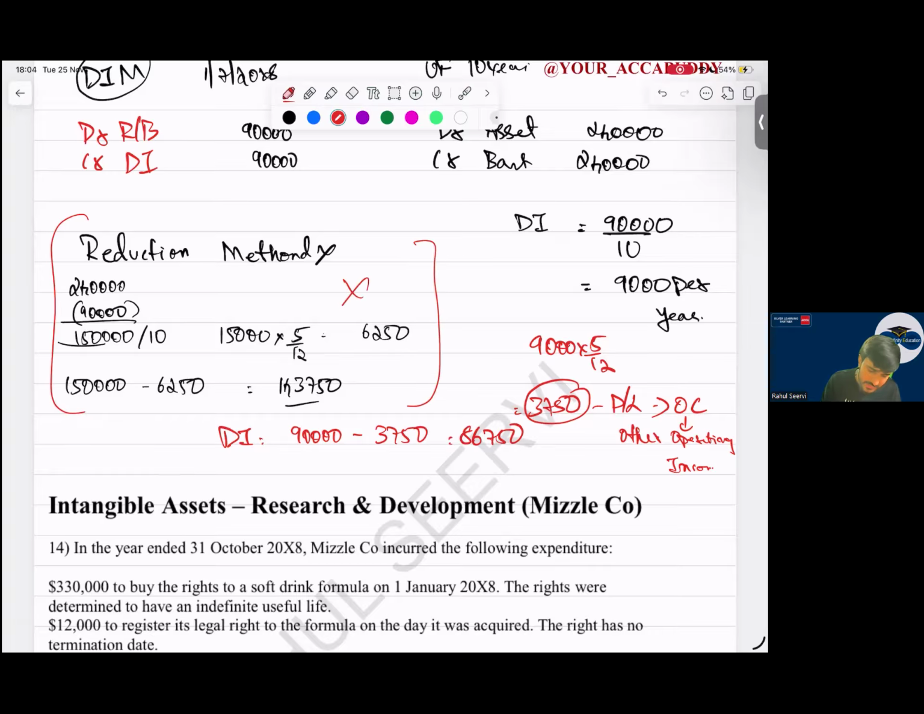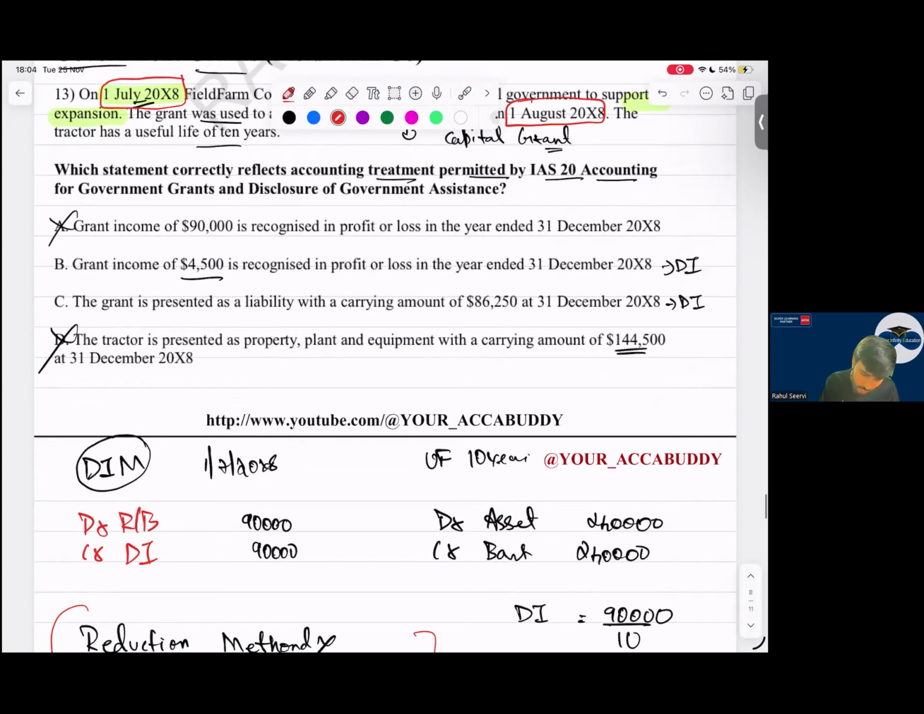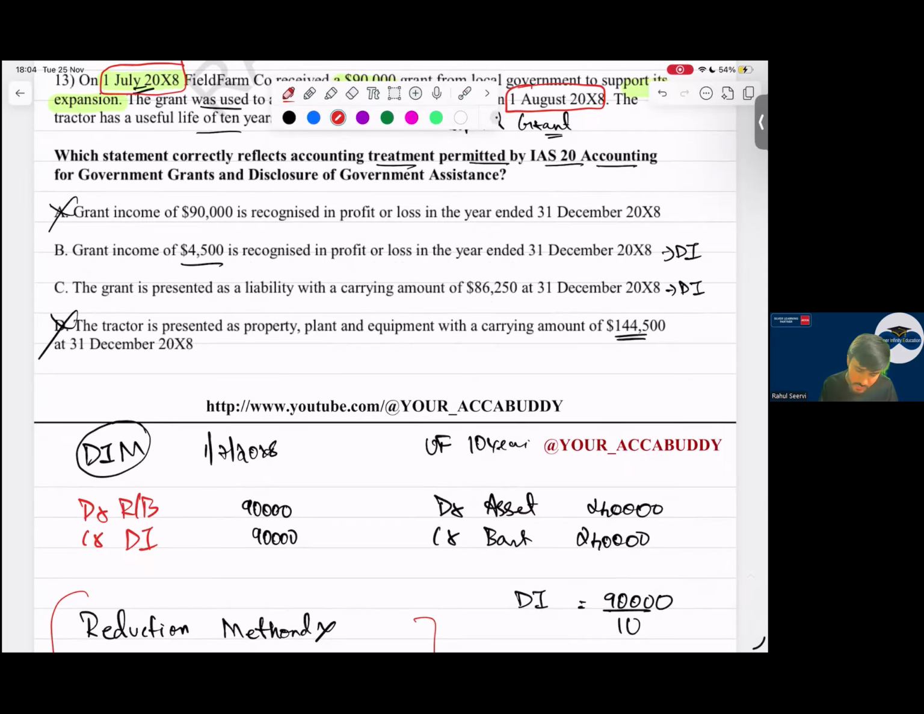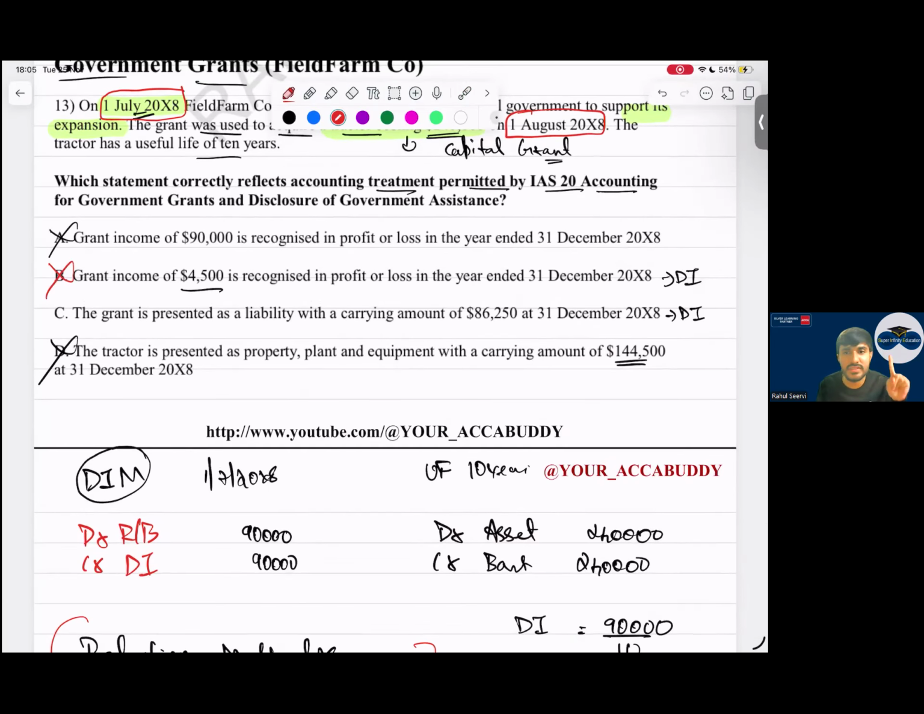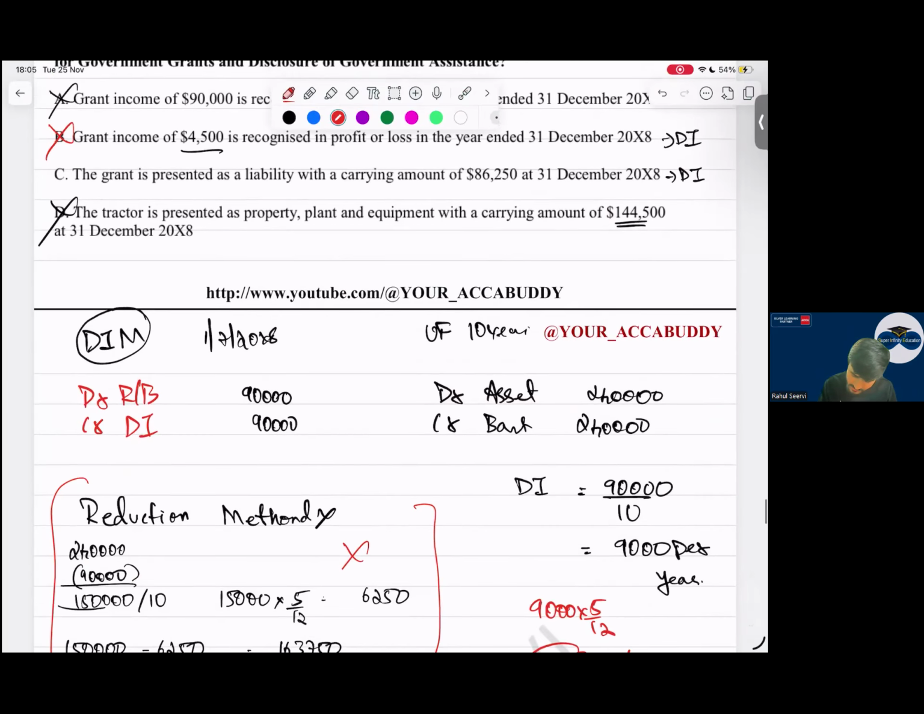We did not get the right answer. So now let us see. 4,500. Will you take 4,500? Will you take 6 months? No. Many students have made this mistake. They have taken B. In the class, I mentioned to you the matching principle. So match it accordingly. Then, sir, C is the right option.